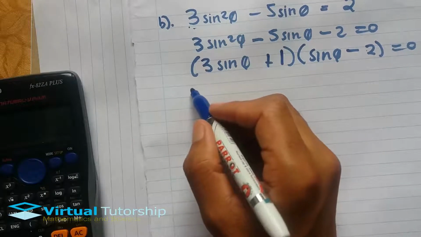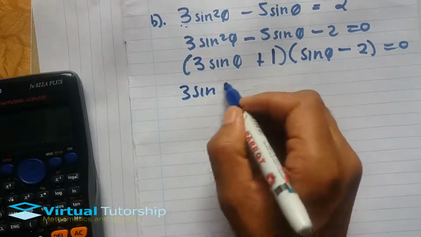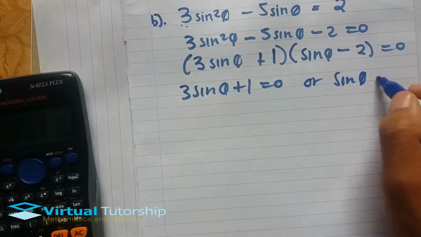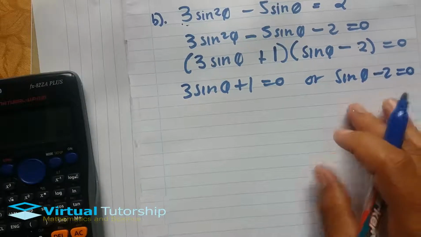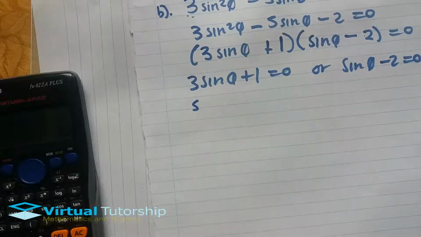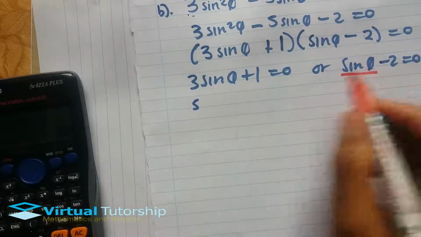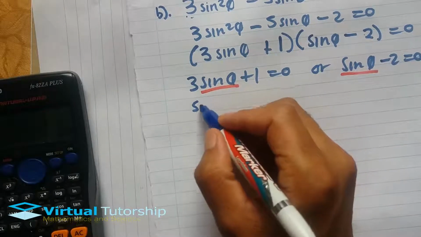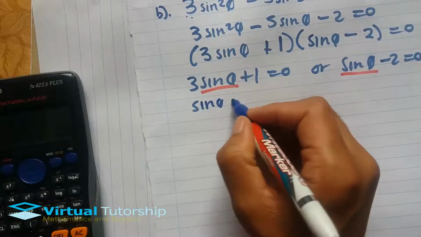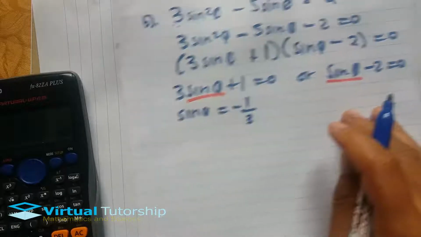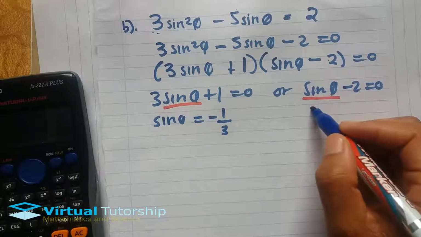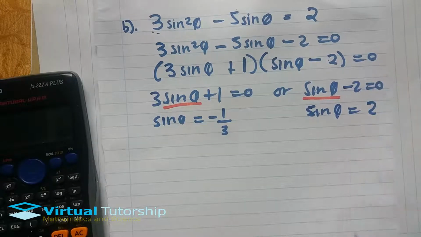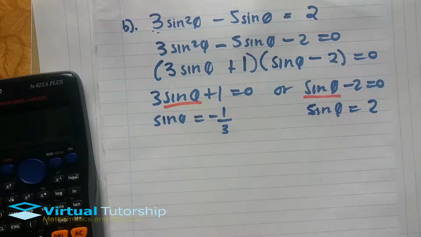So it will say 3 sine theta plus 1 equal to 0, or sine theta minus 2 is equal to 0. So making sine theta the subject of the formula, I say sine theta is equal to minus 1 over 3. And for this one here we find that sine theta is equal to 2. So I moved this 2 over here and found that it's equal to 2.